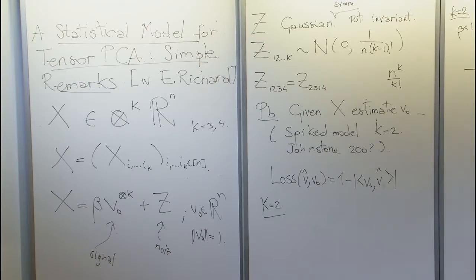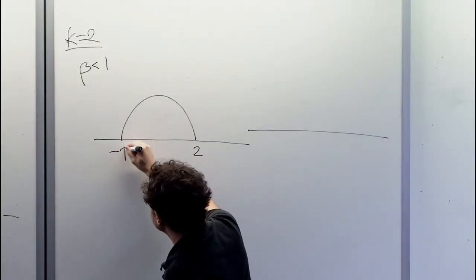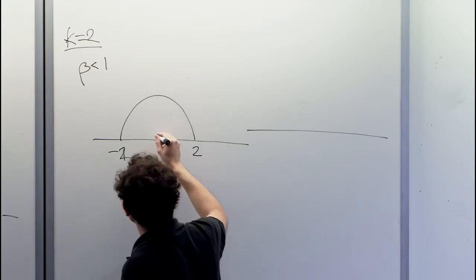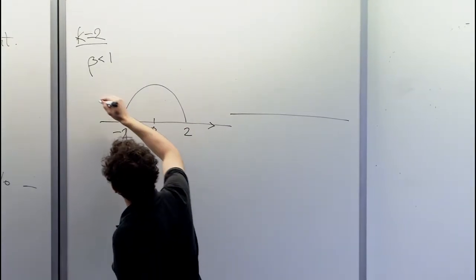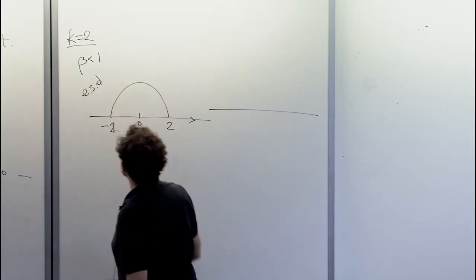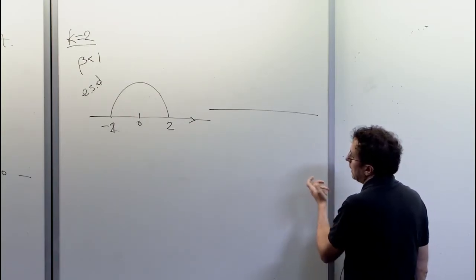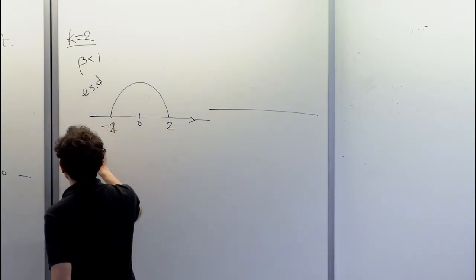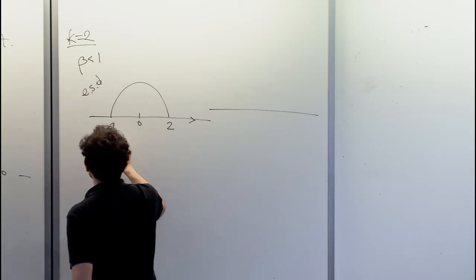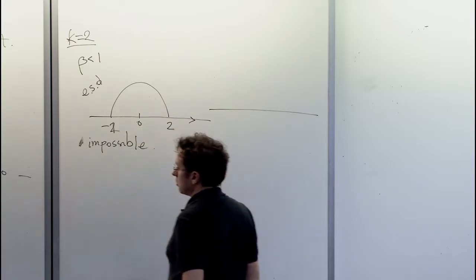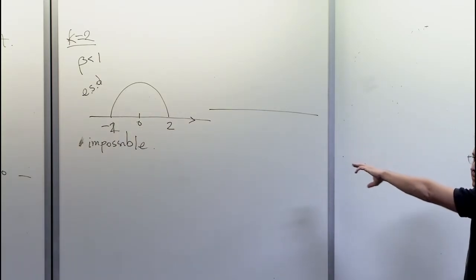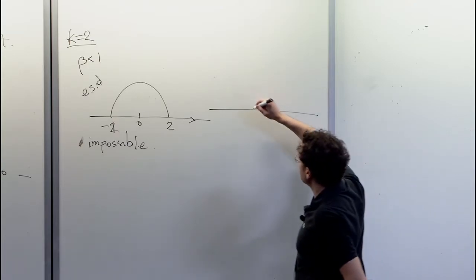Depending on the signal to noise ratio, I'm going to plot you the distribution of eigenvalues of such a big matrix. For beta less than 1, you will see just the Wigner semicircle between minus 2 and 2. So this is the empirical spectral distribution of eigenvalues. You don't see any spectral signature of this rank 1 thing. And in fact, it's impossible to estimate V0 better than random. I can give more qualification on that, but take my word for the moment.